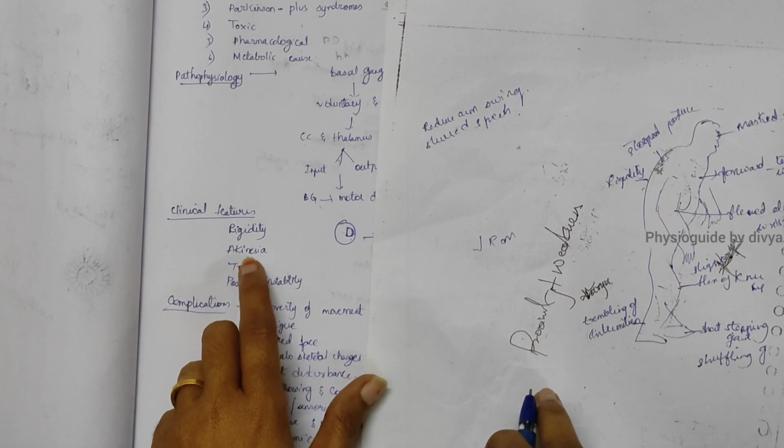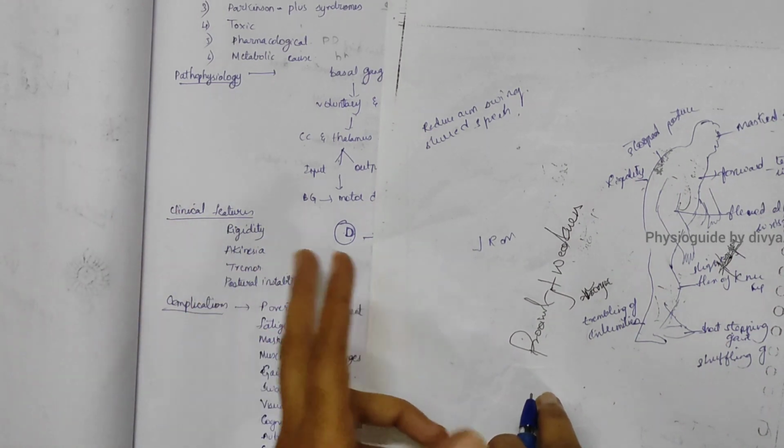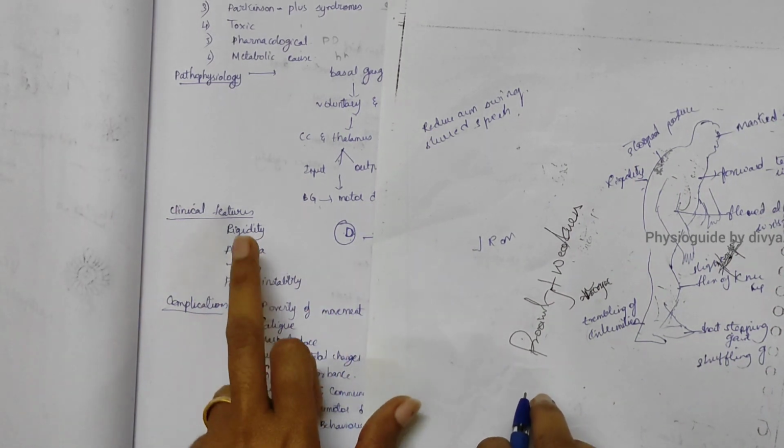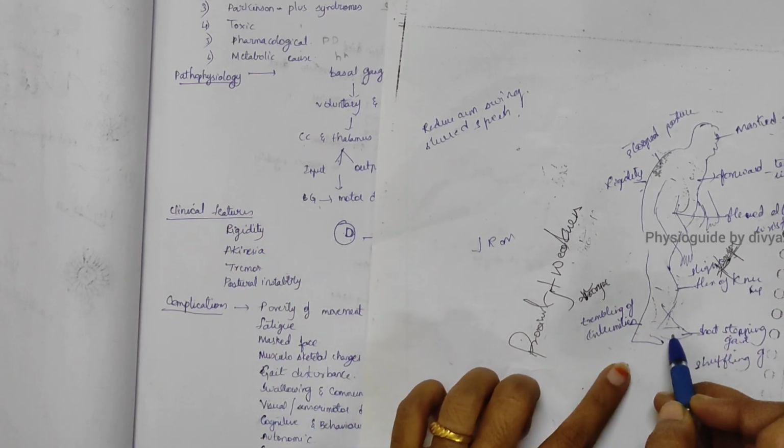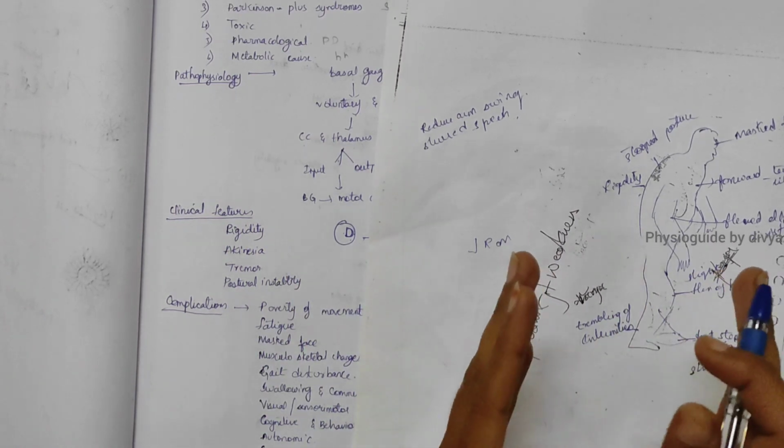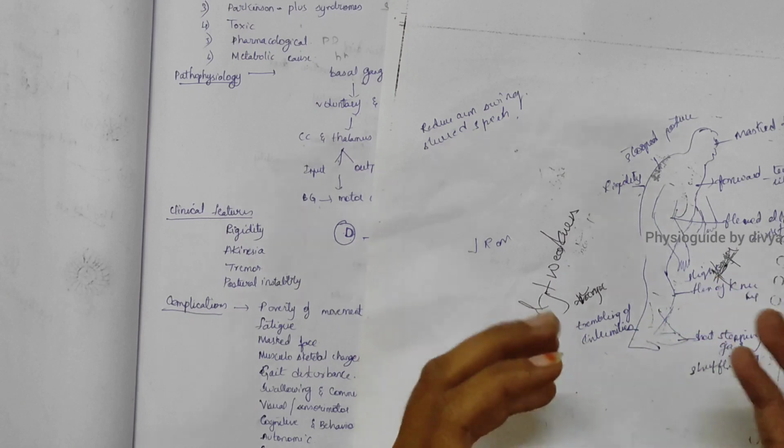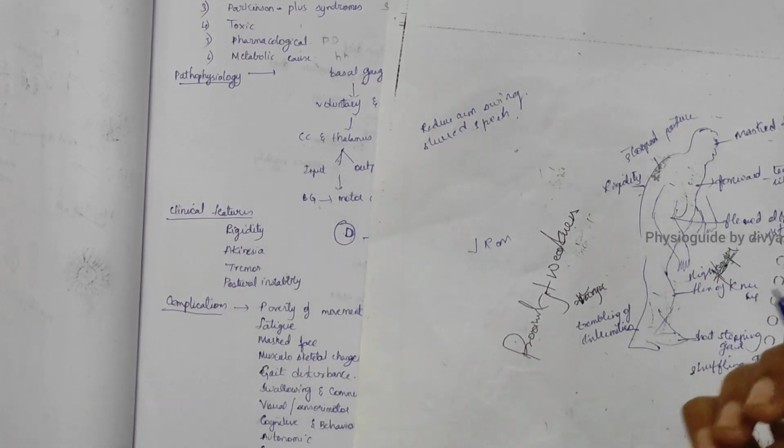Next one, akinesia, or bradykinesia also we can say. Akinesia refers to difficulty in initiating movements, or freezing may occur, and is characterized by a sudden break or block in the movements.